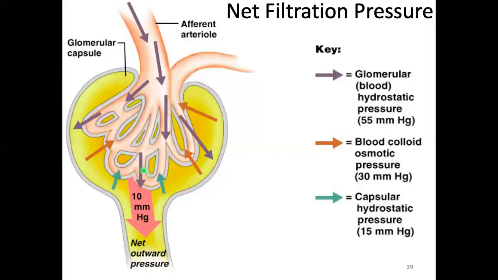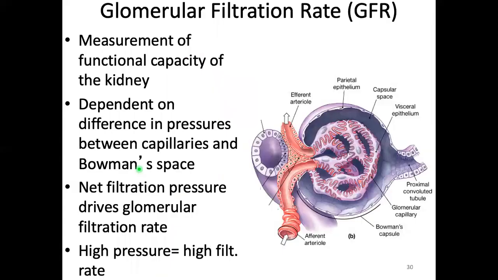If somebody's blood pressure drops, then they do not do this and they're considered to be in kidney failure. And so you have to have dialysis. You have to have a machine take over filtration because the kidney can't work right now. Glomerular filtration rate is a measurement of functional capacity of the kidney.